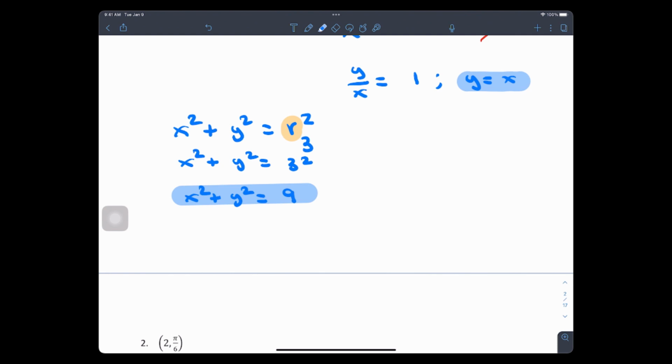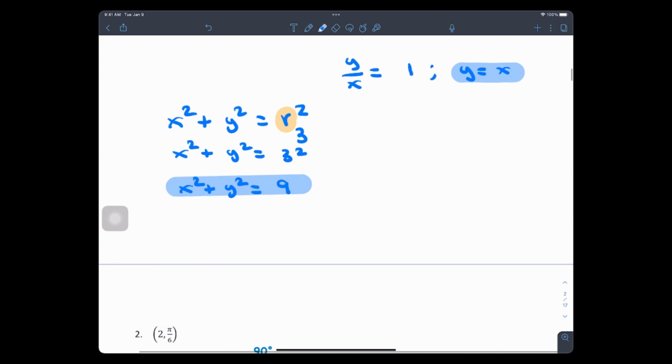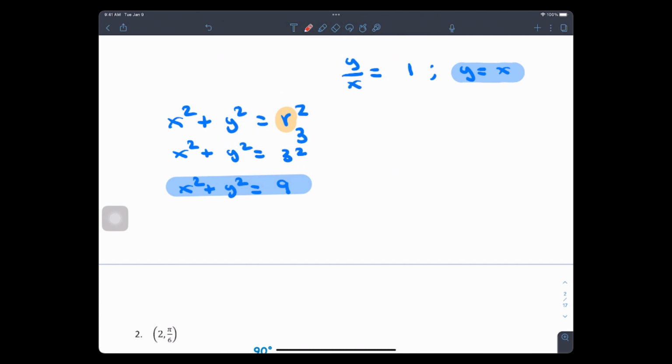So what do we do now? What do you guys think we do now? We've got these two equations: y is x, and x squared plus y squared is 9. What should we do? What we can do is replace our y value with x. We substitute. Since y is x, we have x squared plus another x squared is 9, which means 2x squared is 9. If I divide both sides by 2, we get x squared is now 9/2.